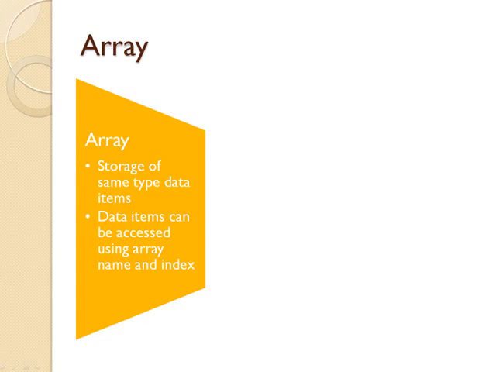Data items can be accessed using the array name and index. Every time we create an array, we have to provide that array a name. Then we store items in the array. If we want to access the items from the array, we use the array name, then within brackets the index, so that from that array that particular item would be accessed.